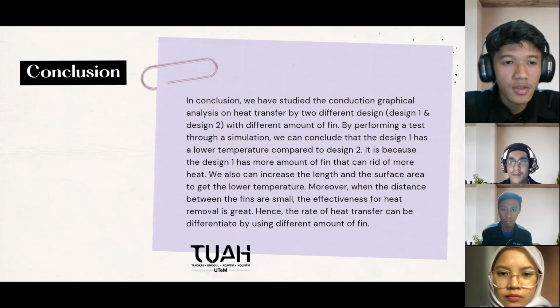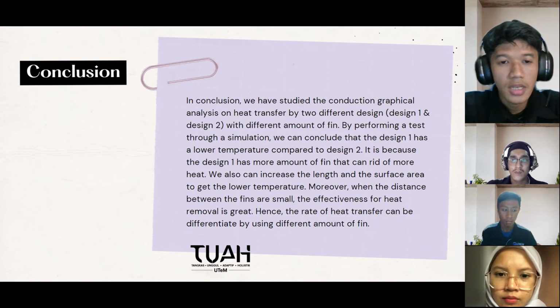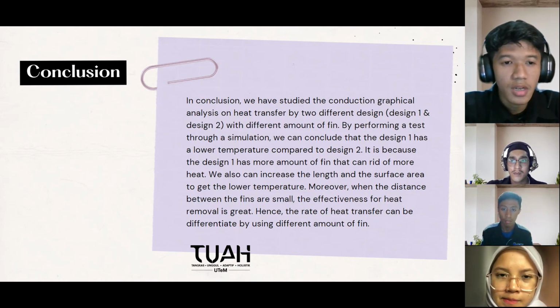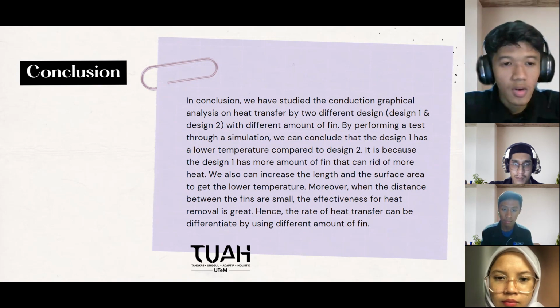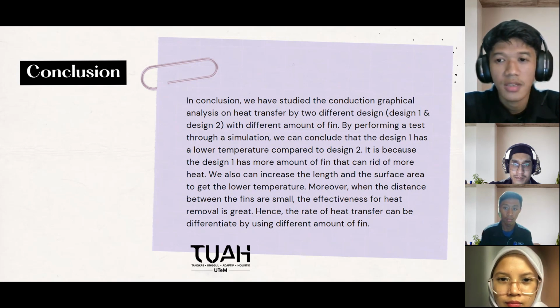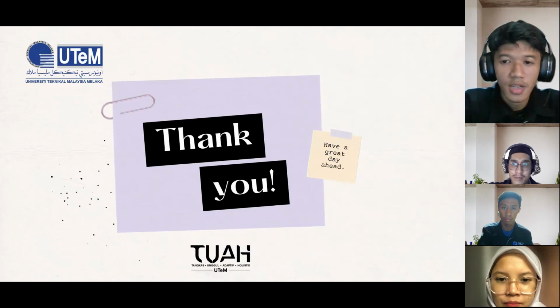By performing a test through simulation, we can conclude that design 1 has a lower temperature compared to design 2. It is because design 1 has more fins that can remove more heat. We can also increase the length and the surface area to get a lower temperature. Moreover, when the distance between the fins is small, the effectiveness of heat removal is great. Hence, the rate of heat transfer can be differentiated by using different amounts of fins. That's all from us. Thank you and Assalamualaikum.